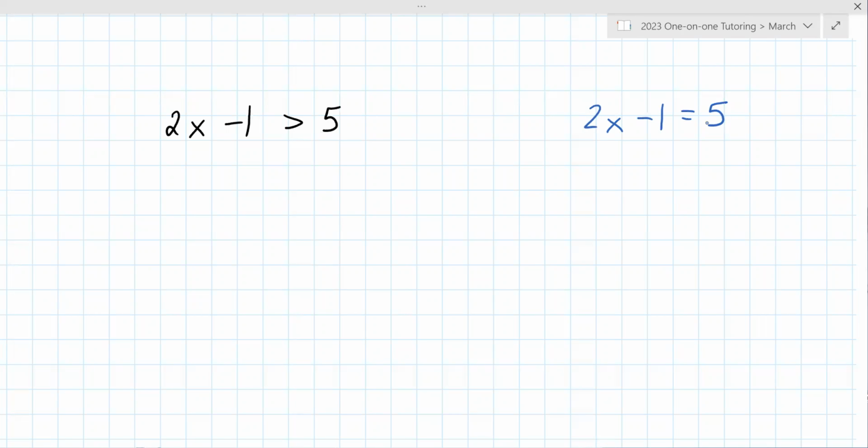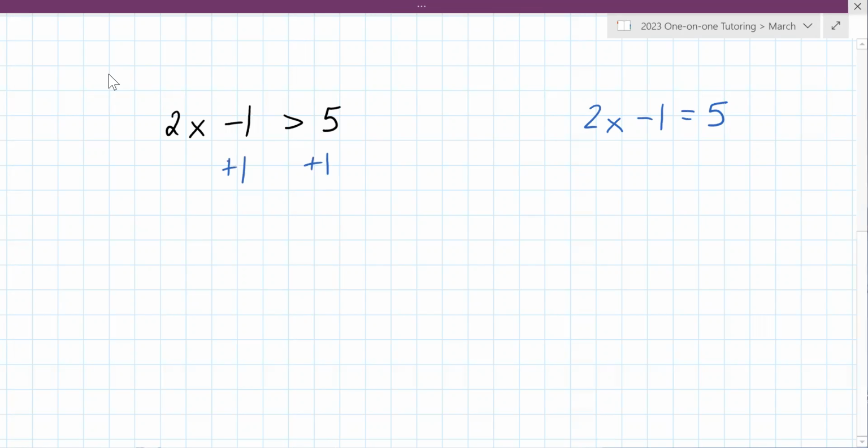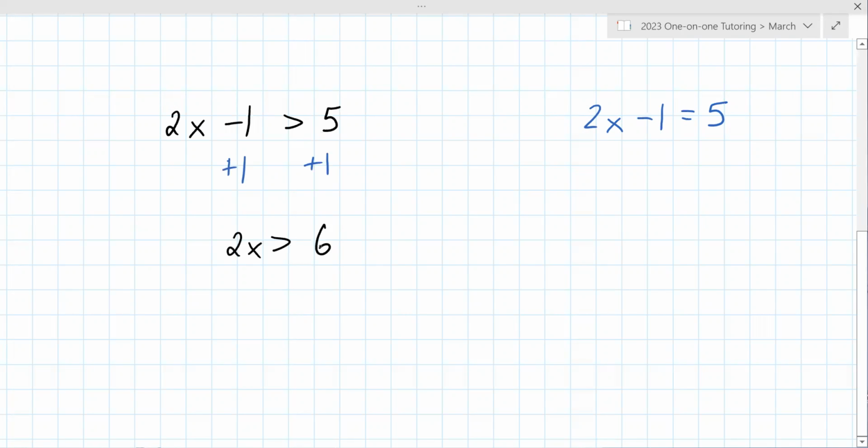Would you add 1 at first? Yes, you add 1 to both sides. And you get 2x greater than 6. Greater than 6, yep. And then divide both sides by what number? 2. So we have x greater than 3 in this case.